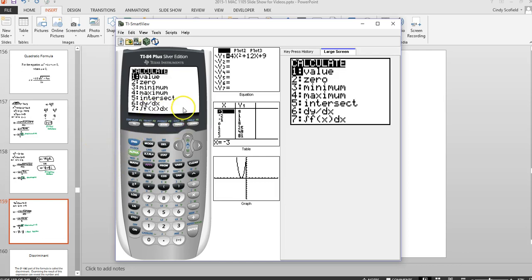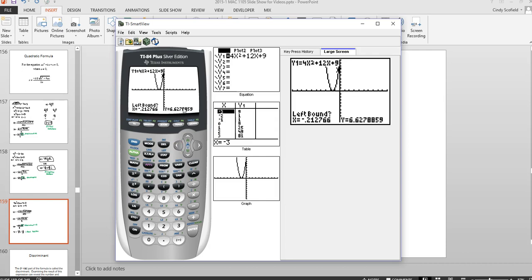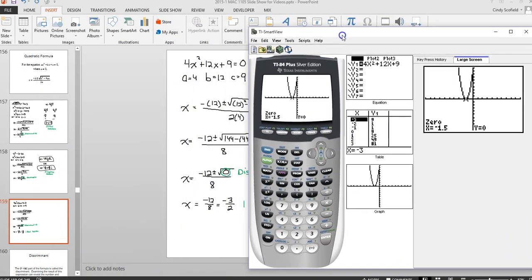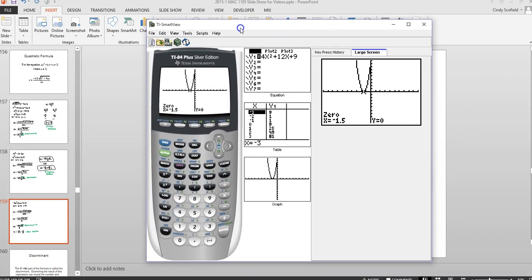So let's go ahead and calculate 0. Make sure we're to the left first. Hit enter. And make sure we're to the right. Hit enter. And enter again. And x equals -1.5, 0. -3/2. Exactly what I expected, because when I solved the equation, I got -3/2 for my solution.